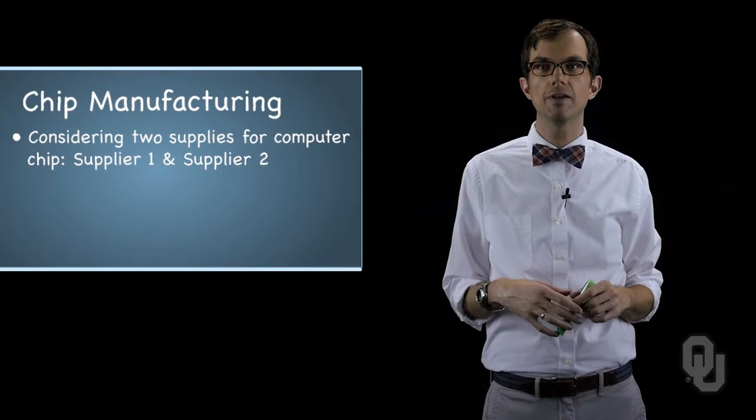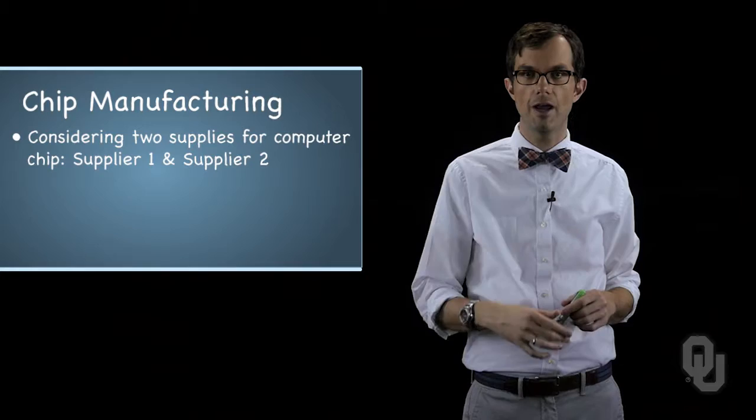Let's take a look at a first example. Say you're the quality control engineer for a manufacturer of electronic subassemblies, and those subassemblies each require a computer chip. You're considering two different suppliers, appropriately named Supplier 1 and Supplier 2.